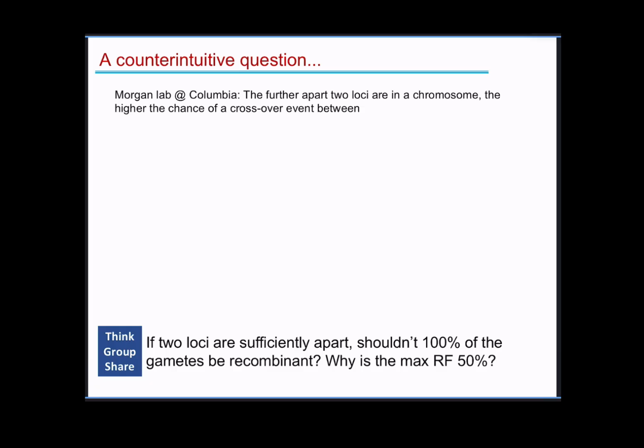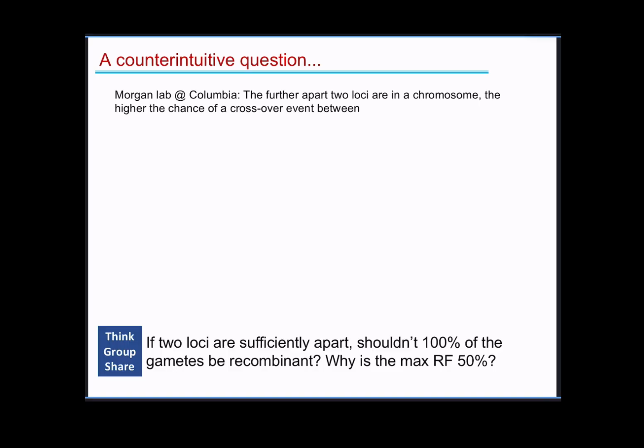Let's circle back, and yeah, we have some time. Let's circle back to this question that is, I find, kind of counterintuitive, and in my experience, it can make many students reasonably trip a little. We've been saying that the further apart two loci are in a chromosome, the higher the chance of a crossover event between them, the higher the recombination frequency between them, right? So let that thought settle for a second. The further apart they are, the higher the recombination frequency.